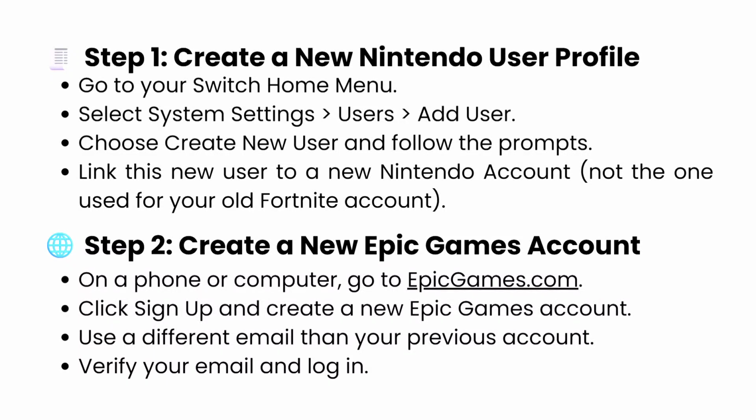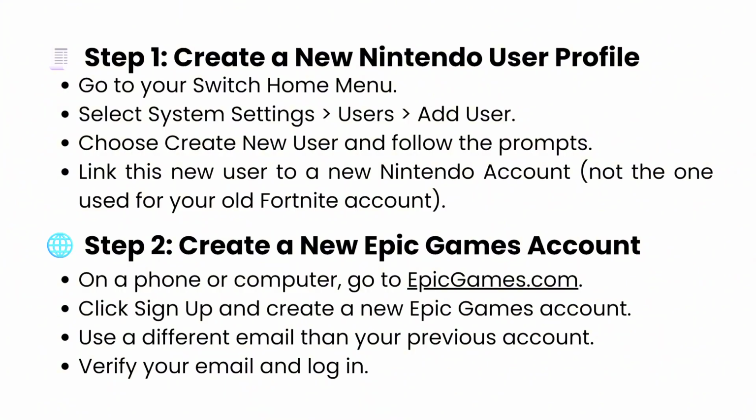How to create a new Fortnite account on your Nintendo Switch 2. So to be able to create a new Fortnite account on your Nintendo Switch 2, first thing that you'll need to do is to go ahead and go to your Switch home menu. Select system settings from there and then select users and then select add user. Choose create new user and follow the prompts.